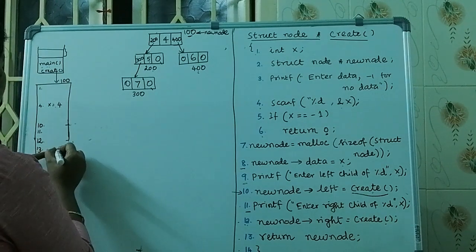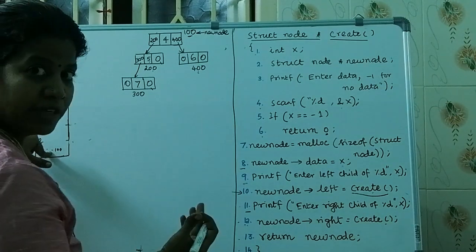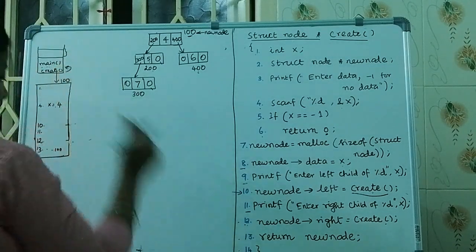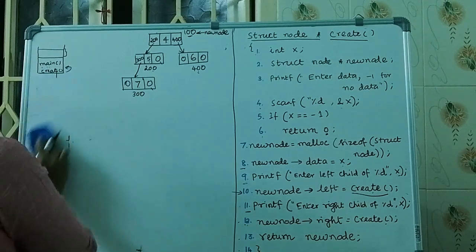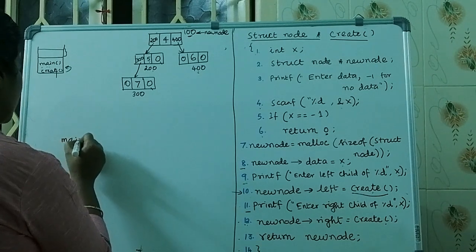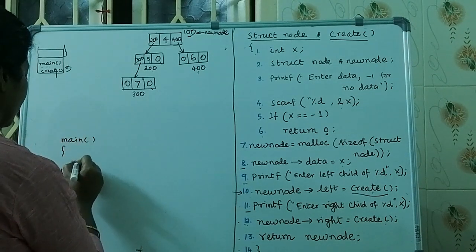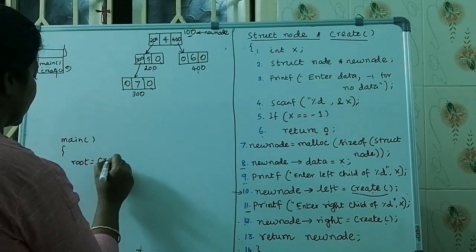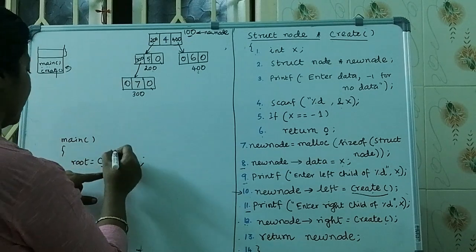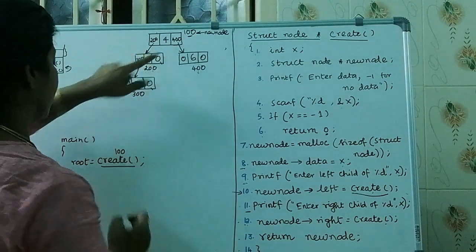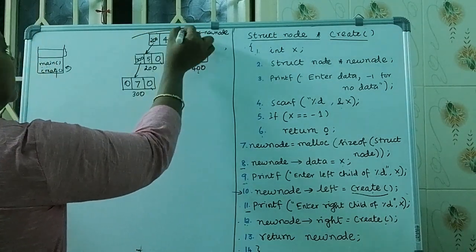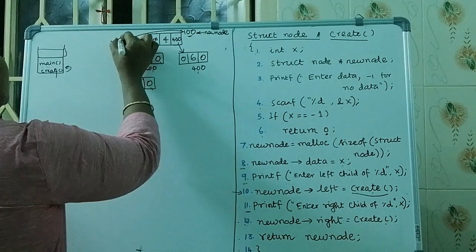So 100 is going to return to where it was called from, the main function. Note down, in the main function I have called it like this: root equal to create. Now create is a function, and it has returned 100, which is the root node address. That 100 gets copied to root. So now this 100 is pointed to by the pointer root.